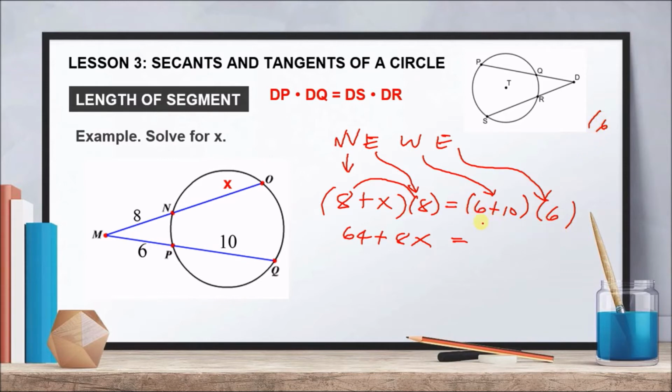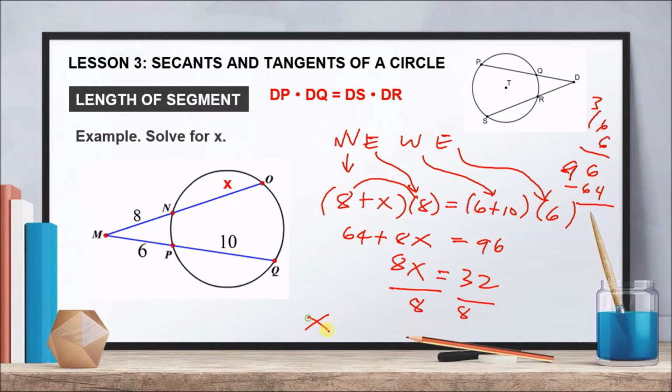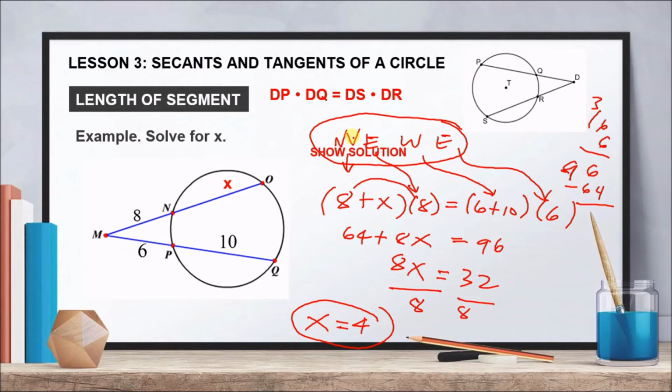Just multiply that, because it's simple to do. 16 times 6, you have 36, carry 3, and you will have 96 here. Bring down our 8x, and subtract 96 minus 64, you will arrive at 32. So if you are going to simplify this by dividing both sides by 8, you will arrive at x is equal to 4. So therefore, the value of our x here is equal to 4. Just memorize that formula and you won't be confused when solving two intersecting secants.